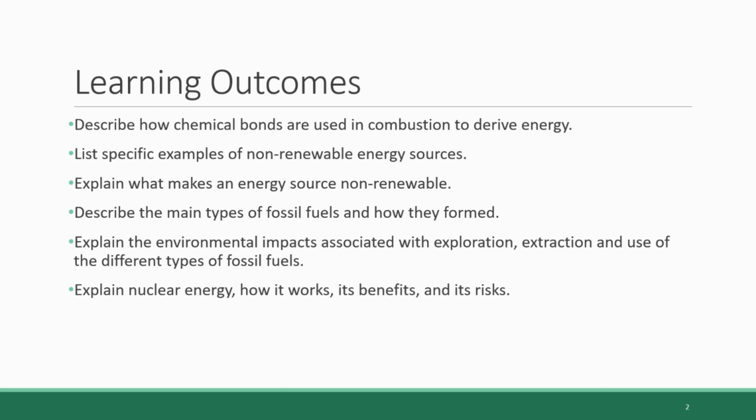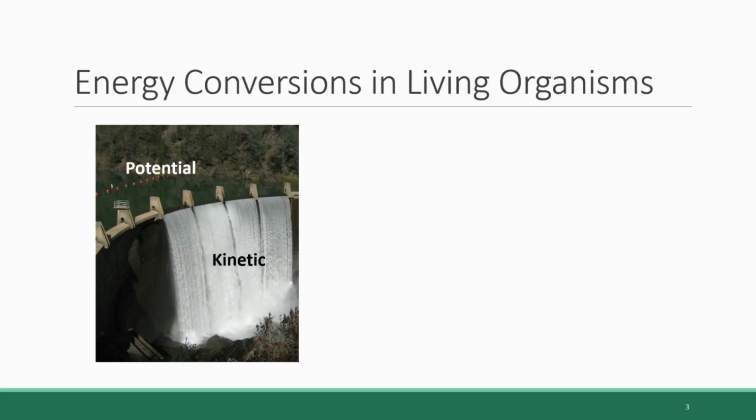And to tackle this, we need to briefly step back and review some concepts that we learned back in Chapter 2. So in Chapter 2, one of the things that we learned is that there are two different forms of energy in the universe. Potential energy, which is latent energy that's being stored, and then kinetic energy, which is energy that is active, or in other words, in motion.